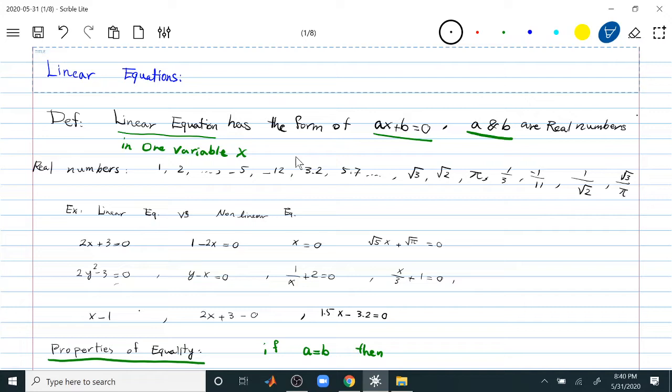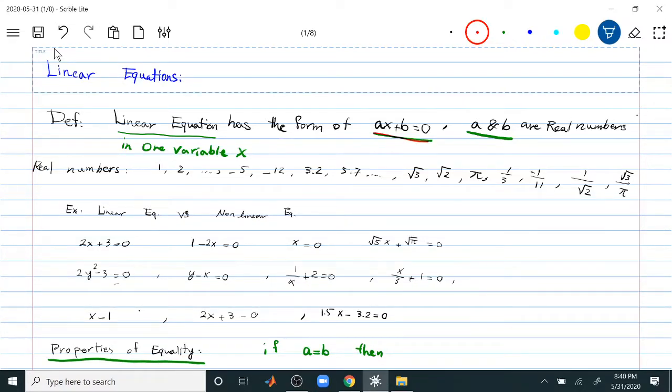Okay, with all that being said, let's start the first topic of our class, linear equations. What is a linear equation? A linear equation has the form of ax plus b. ax plus b is the form of a linear equation.